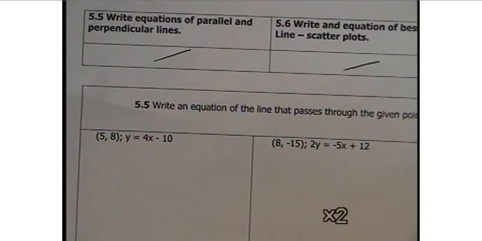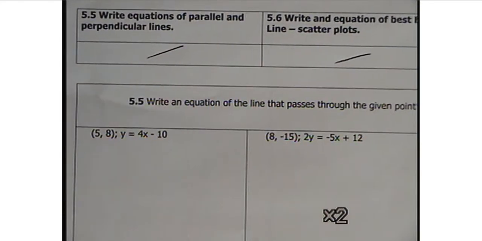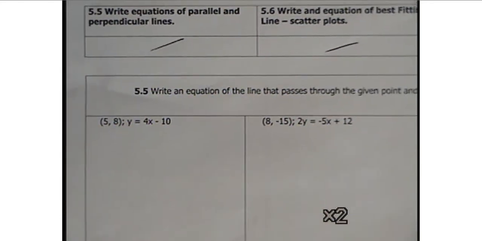Hello everybody. Today I'm going to talk about the review for summative assessment 5.5, 5.6, and 5.7, and we're going to reach 3 learning targets. I'm going to zoom out and zoom in a little bit, just to make sure you can see.